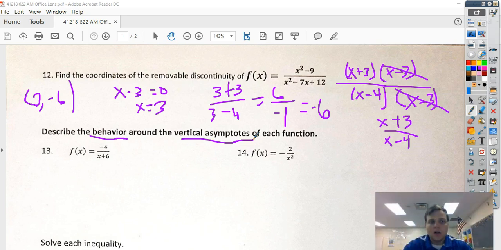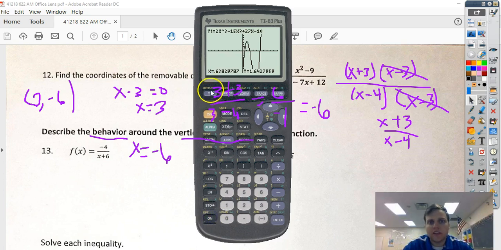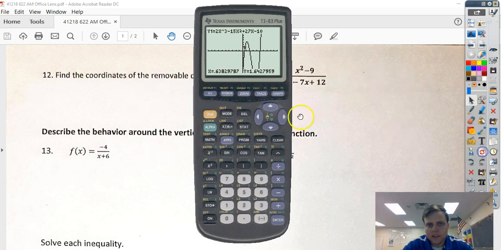All right? So first off, what is the vertical asymptote? Negative 6. Very good. The vertical asymptote for 13 is negative 6. Okay. Now don't be alarmed about this question. You're just gonna have to think through it. All right. That purple's just getting in the way. X equals negative 6.